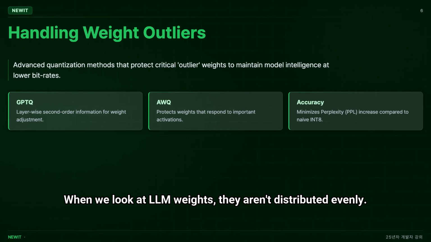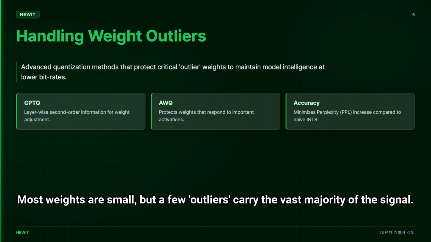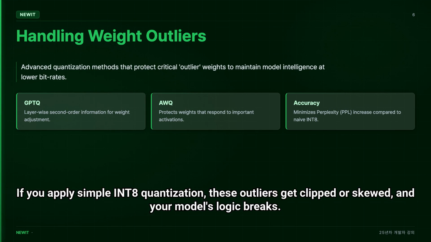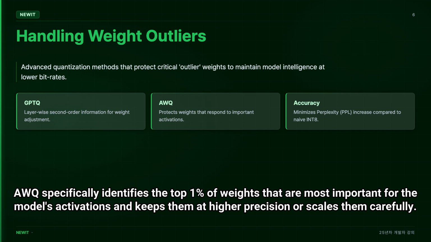When we look at LLM weights, they aren't distributed evenly. Most weights are small, but a few outliers carry the vast majority of the signal. If you apply simple int8 quantization, these outliers get clipped or skewed, and your model's logic breaks. This is why techniques like GPTQ and AWQ, activation-aware weight quantization, are non-negotiable for 2026 production. AWQ specifically identifies the top 1% of weights that are most important for the model's activations and keeps them at higher precision or scales them carefully.